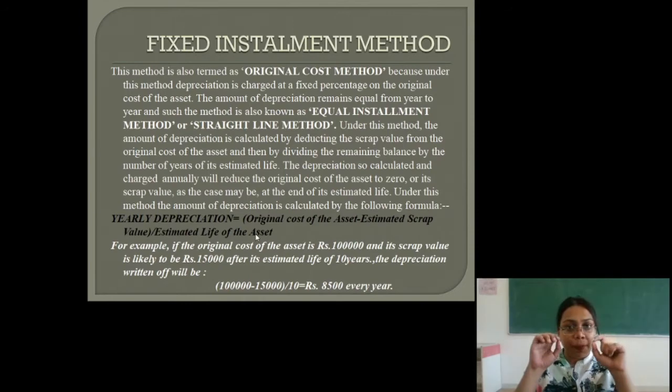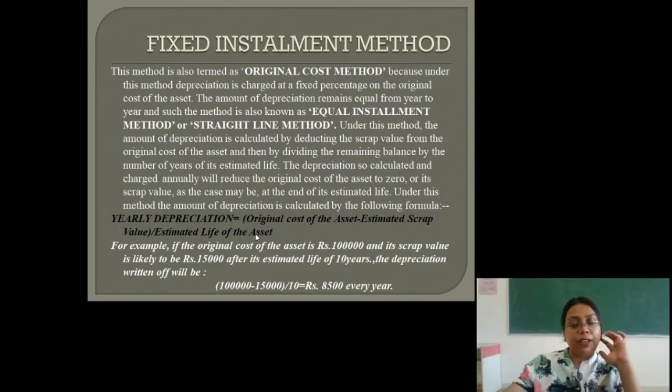I am repeating this. Yearly depreciation under the fixed installment method or straight line method is calculated as the original cost of the asset minus the scrap value of that asset, the whole divided by the estimated life of that asset. Now we'll see the example.